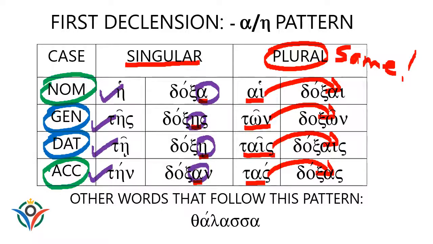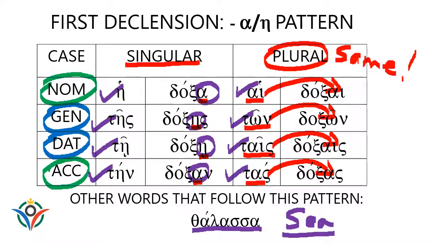And then the plural forms, we have nominative hai doxai, genitive tōn doxōn, dative tais doxais, and accusative tas doxas. All right, other words that follow this pattern, an example is thalassa, which is not in our vocab for this lesson, but that means sea, in case you wanted to know.